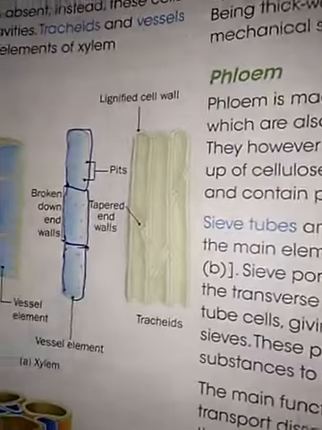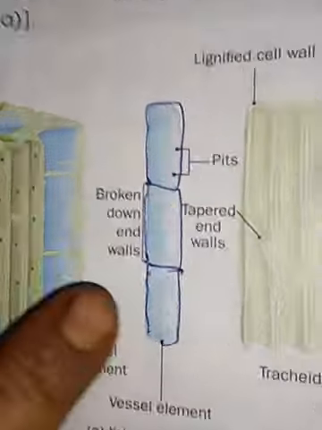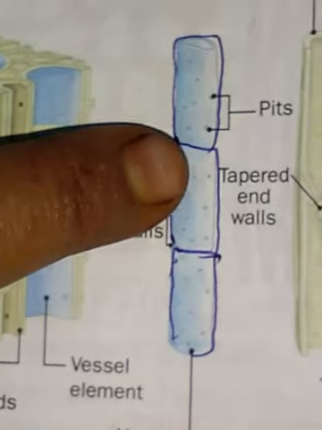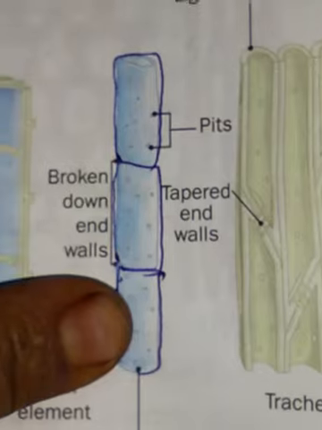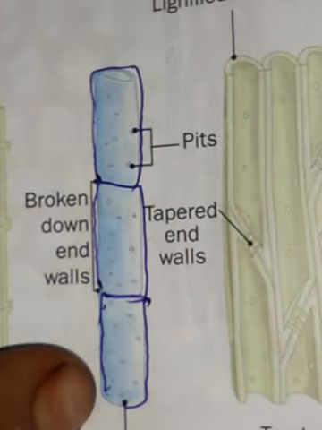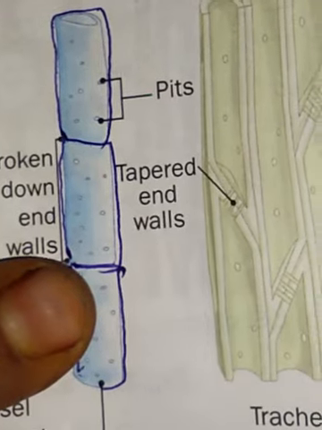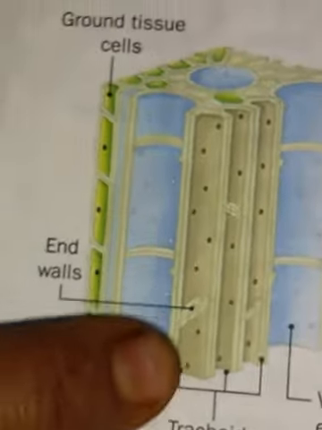In the vessels, see, this is a vessel. In the vessels, the end walls are broken down. See here, some breaks are there, no? The end walls are broken down. Here, is there any break? No.